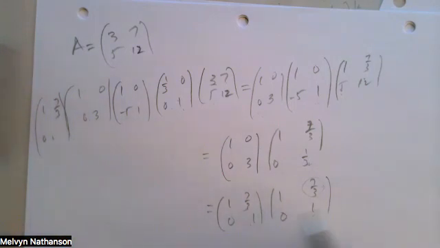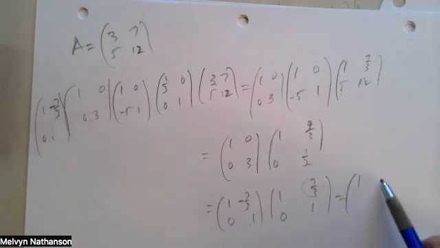And now, what do I get? Oops, I did something wrong. I want to multiply the second row by -7/3 and add to the first row. So this is 1. When I multiply, I get 1, 7/3 - 7/3, 0, 1. I get the identity.